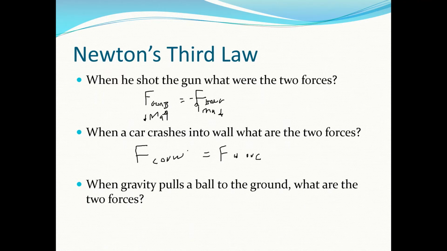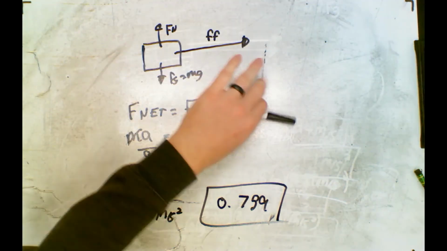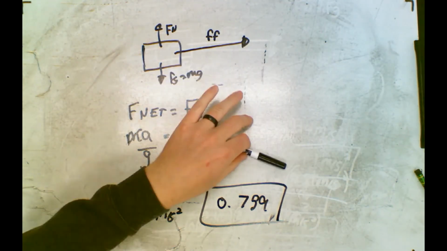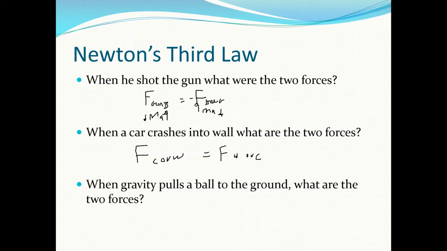So this is kind of a weird one. When gravity pulls a ball to the ground, what are the two forces, right? If I drop this pen, gravity makes it fall. So what are the two Newton's third law forces acting on it? Well, they can't be different things, and we have to follow the same pattern. There's a force of gravity of the Earth on the pen, which is pretty obvious, right? The Earth pulls the pen towards it. But what's not so obvious is there's a different force of gravity of the pen on the Earth. The pen is actually pulling the Earth up towards it.